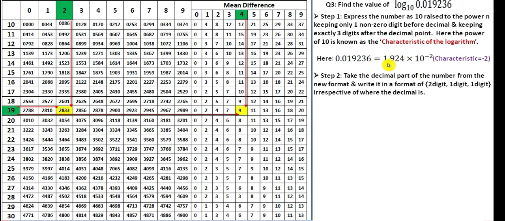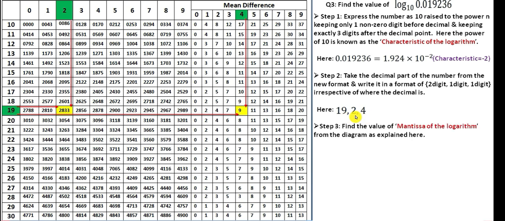Write this part in the new format, the decimal in the new format, that is 1.924 as 2 digits, comma, 1 digit, comma, 1 digit. That means as it is, 19, comma, 2, comma, 4: first 2 digits, then 1 digit, then 1 digit. So, 19 2 4. Then the next step, search for 19 and 2. 19 is in the first column of the given log table and 2 is in the first row of the given log table, and find their corresponding number. From here it is 2, from here it is 19, and this is that corresponding number, 2833.